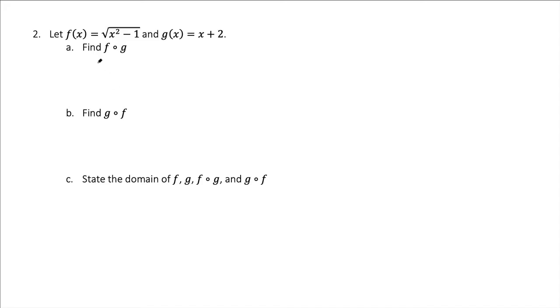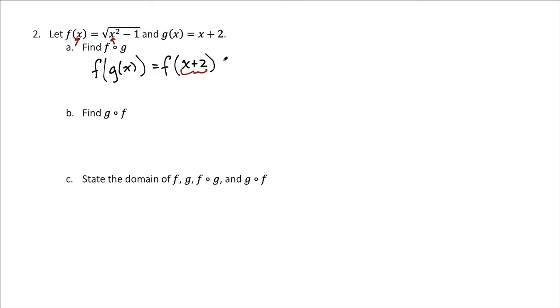For f composed with g, this is f of g of x. So our inside function, g of x, we'll go ahead and write that out first. g of x is x plus 2. Now, we are doing f of x plus 2. And so this here is our input for x. Every time we put an x into our function, we're going to actually put an x plus 2.